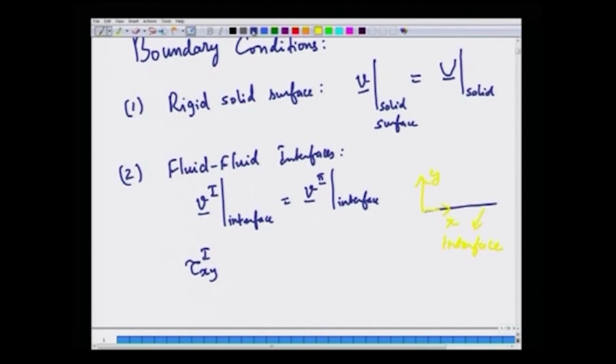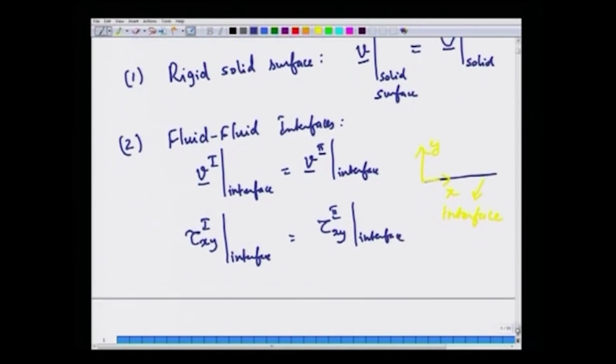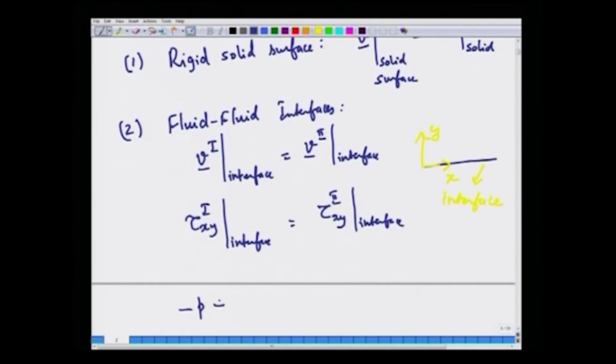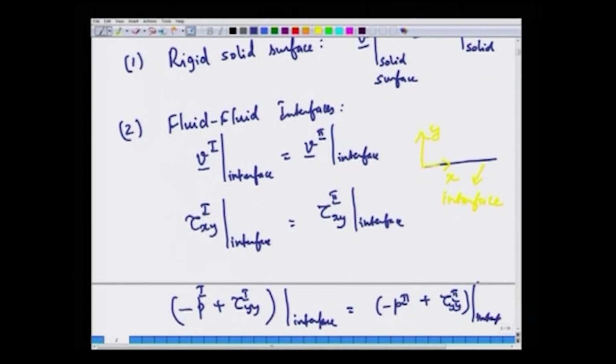Okay. Then tau x y in phase 1 at the interface is tau x y in phase 2 at the interface. This is the continuity of shear stress, and you also have continuity of normal stress: minus P 1 plus tau y y in phase 1 evaluated at the interface in fluid 1 is minus P 2 plus tau y y 2 in fluid 2 evaluated at the interface.